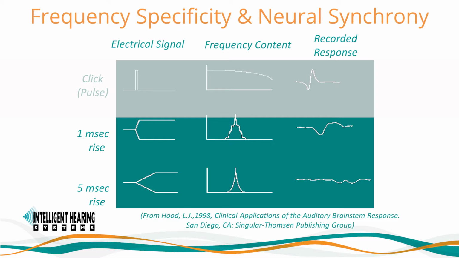When it comes to frequency-specific tones, the duration and shape or enveloping of the stimulus will dictate the frequency specificity of the response. As shown in this example, a tone with a 5 millisecond rise time has precise frequency content because a more narrow region of the cochlea with fewer outer hair cells is being activated, which leads to less neural synchrony, resulting in recorded responses of smaller amplitudes.